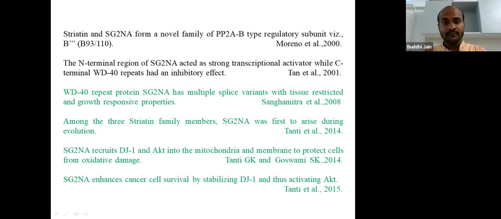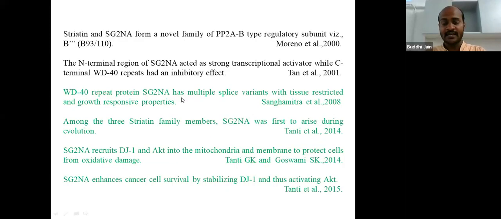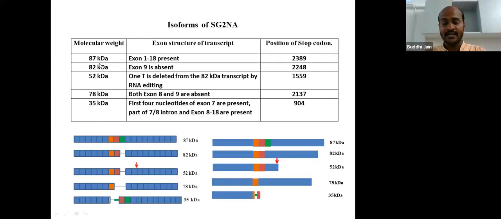We will also understand the isoforms of this SG2NA. As I told you earlier, SG2NA generates multiple splice variants by alternative splicing at exon 7 to 9. So these are the 5 isoforms which are generated by alternative splicing as well as RNA editing and intron retention. The 87 kilodalton isoform of SG2NA has all the 18 exons, meaning there is no alternative splicing, all the 18 exons are present.